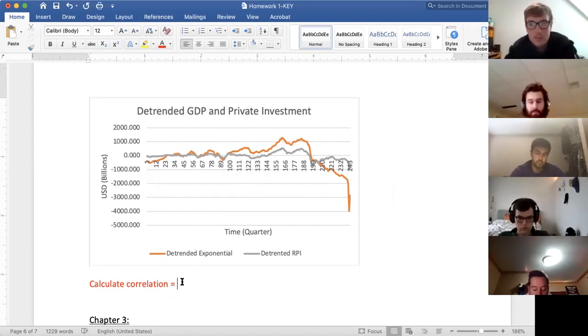What you should do is calculate the correlation coefficient. I didn't write this down. But if you actually calculate the correlation coefficient between these two, the correlation coefficient is 0.37, which is positive, meaning that there's a positive relationship between detrended investment and detrended GDP. And so we would call that pro-cyclical, right? Once again, pro-cyclical is when you have a positive correlation between the detrended variable and detrended GDP. And so private investment is pretty strongly pro-cyclical, right?